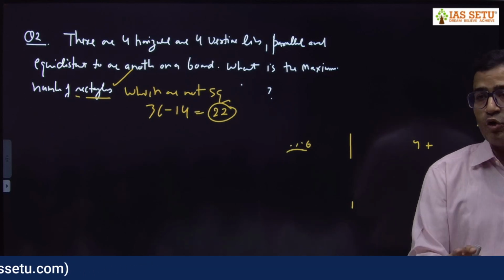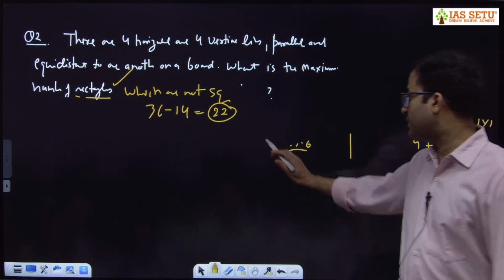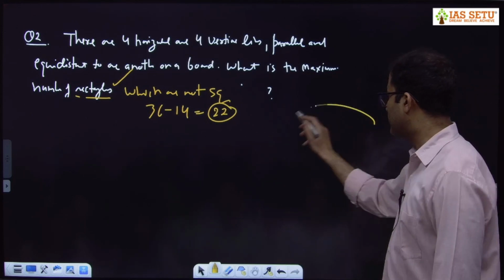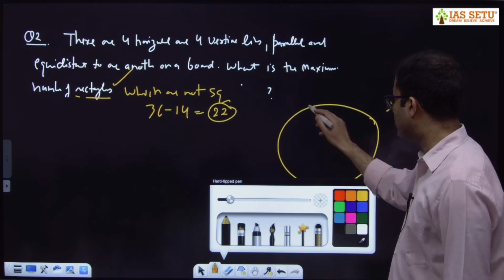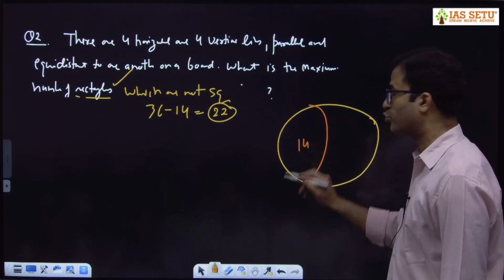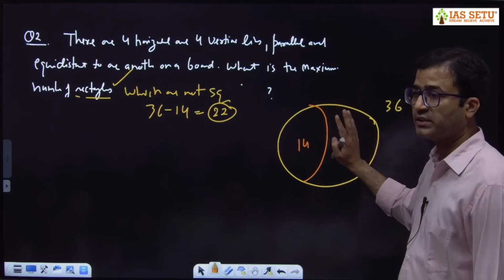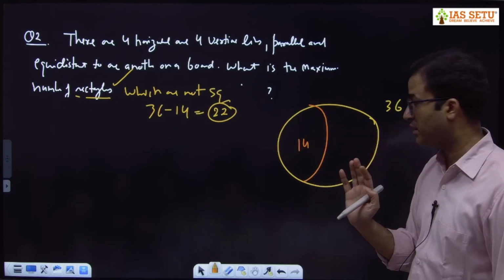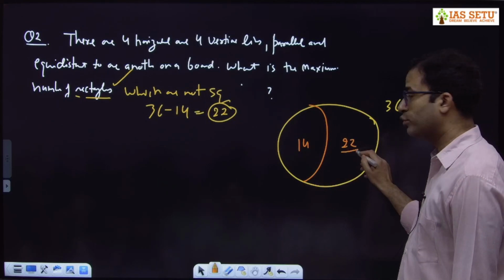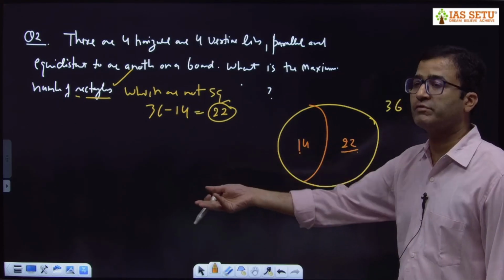There are 14 rectangle which are square as well. It means your set is like this: these are 36 rectangle, and out of 36 rectangle, these 14 are square as well. So if they are asking how many rectangle and square, 36. You don't have more than 36. Total 36 figures are there in this. But there are 22 rectangle which are not square. There are 14 rectangle which are square as well.